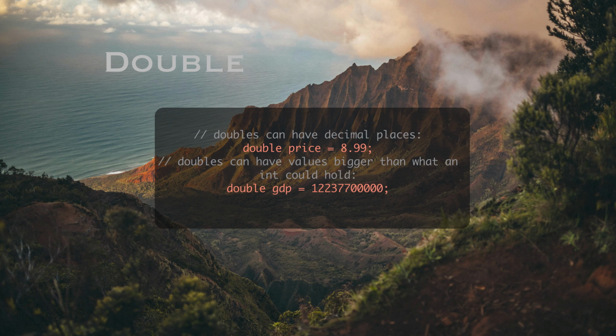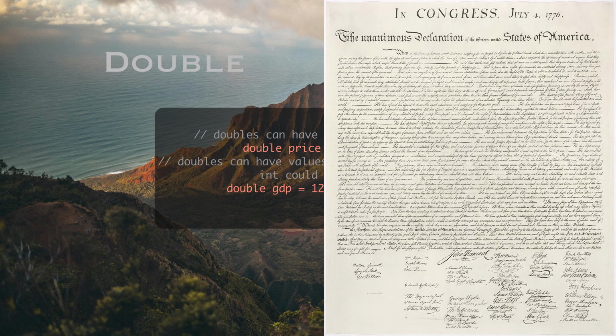To declare a variable of type double, we use the double keyword in the declaration.